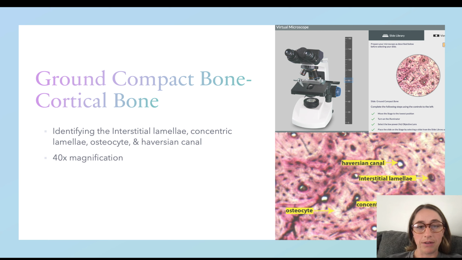I used the virtual microscope, and I moved the stage to the lowest position to start. I then turned on the illuminator, and then I would select the power. Initially I started with 4 times, then 10 times, and then went into 40 times magnification to get the best result. And you can see here I've labeled the interstitial lamellae. Sorry if I don't say these names correctly. The concentric lamellae, the osteocyte, and Haversian canal.